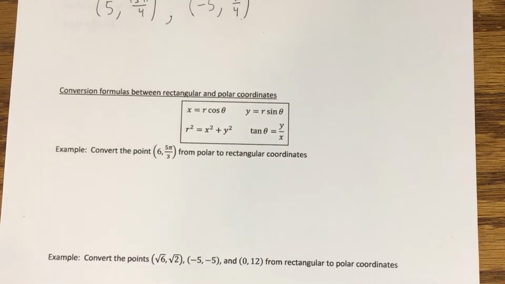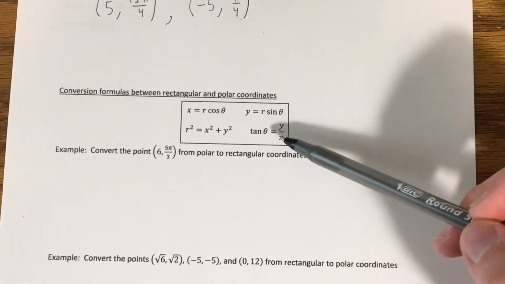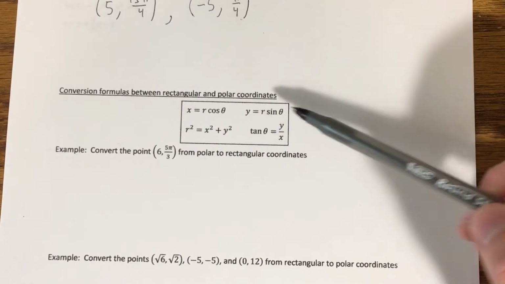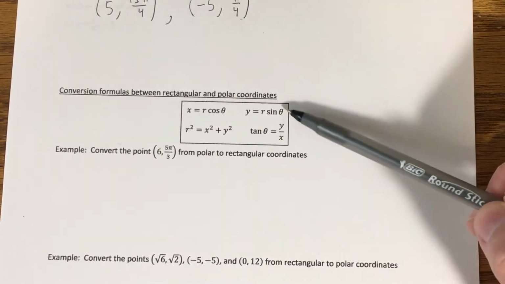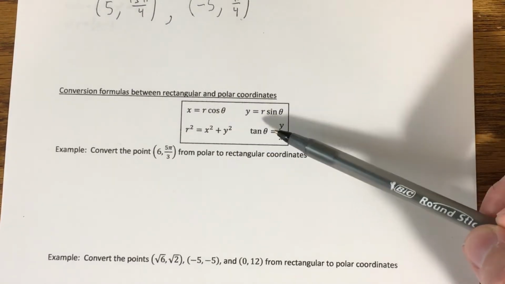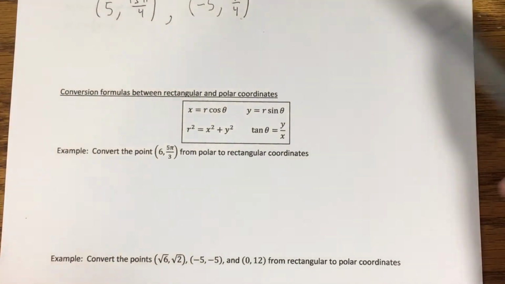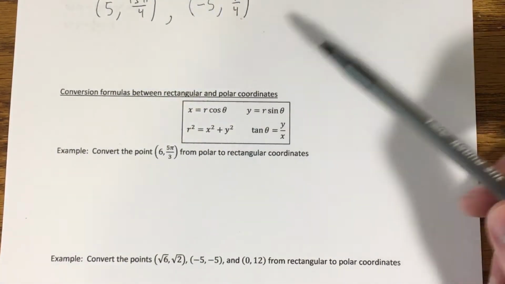All right, so you can see in this box here we have these conversion formulas for rectangular to polar and polar to rectangular. It's these four equations relating the r's and thetas in polar coordinates to the x's and y's in rectangular or Cartesian coordinates. What I'd like to do really quickly is show where these come from and then practice using them.